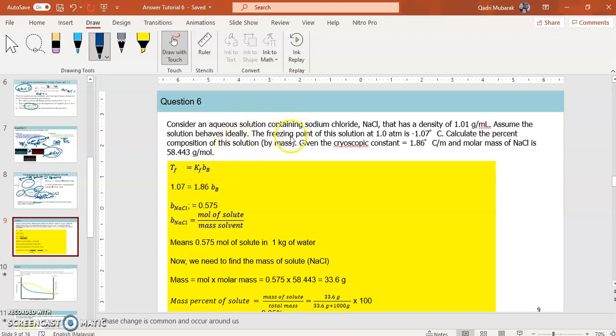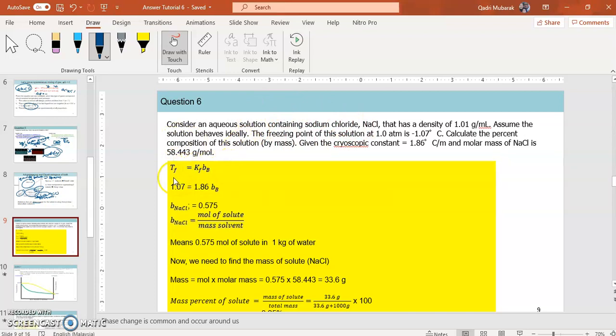Okay, first, this is about the freezing point. It's about colligative properties. For colligative properties, when we add a solute to our solvent, it will change the properties of the solution a little bit, and one of them is the freezing point. So it will lower the freezing point.